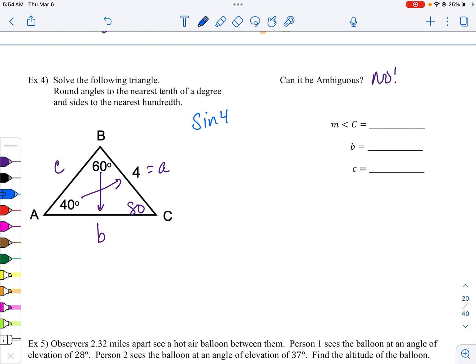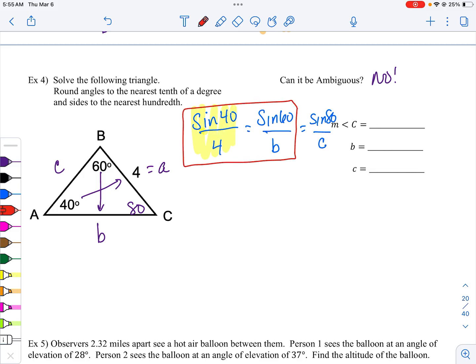So we're going to set up the law of sines and hope we have a full fraction. Right away, I've got sine of 40 over 4. So that one is nice. I've got my full fraction. Sine of 60 over B, and then sine of 80 over C. Just because they're next to each other, this is my full fraction right here. So I'm just going to pull these two first, and I'm going to find side B. We already found angle C, so I'm going to put that over there. Angle C was 80 degrees.